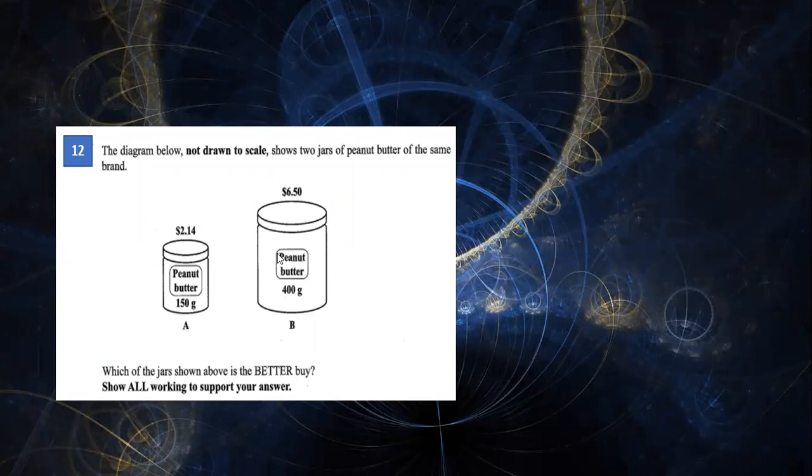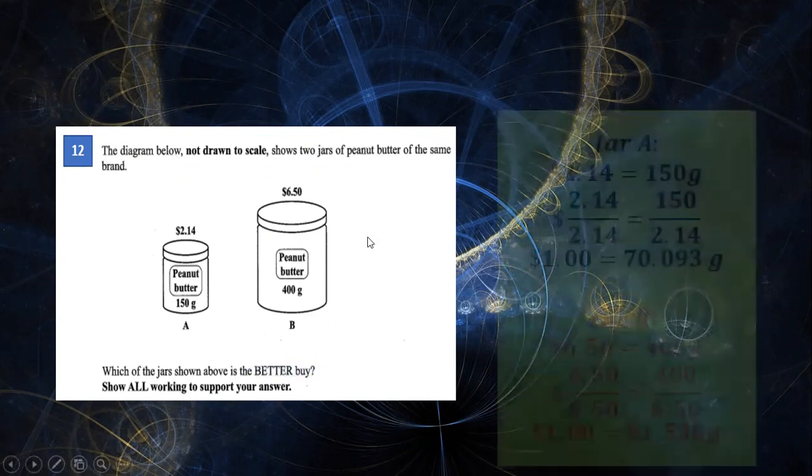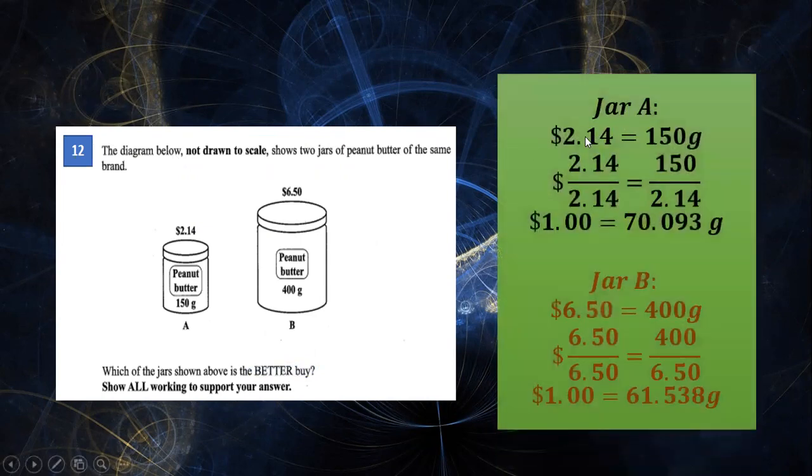So now let's go. With jar A, $2.14 equals 150 grams, or we're going to get 150 grams with $2.14. Divide both sides by $2.14. We'll have $1 will give me 70.093 grams for jar A. And for jar B, we do the same process. $6.50 equals 400 grams. Divide both sides by $6.50. $1 will give me 61.538 grams. So which is going to be the better buy, jar A or jar B? Put it in the comments.